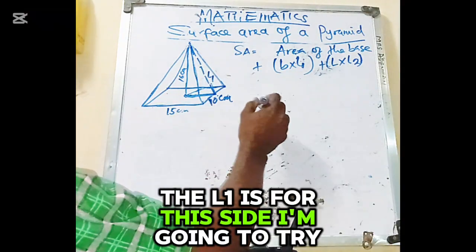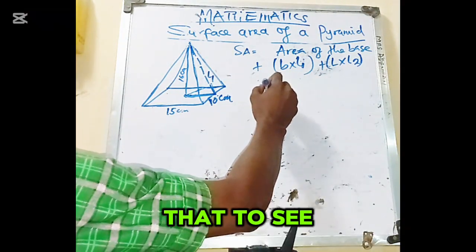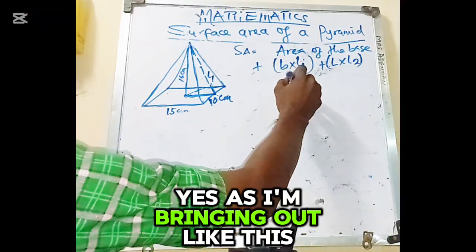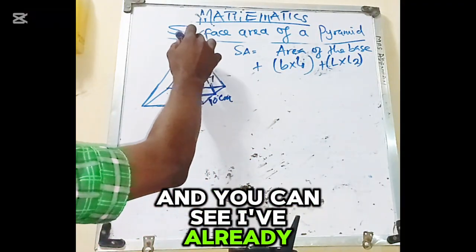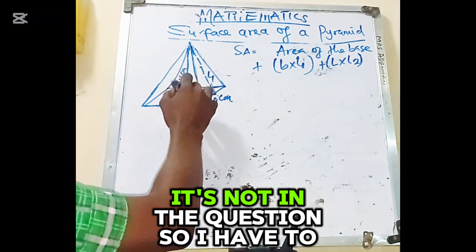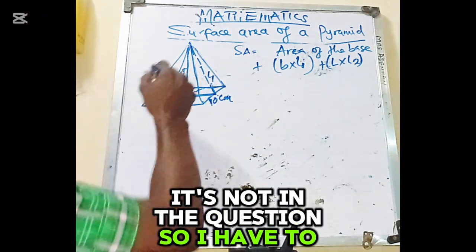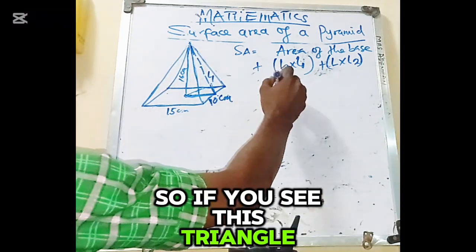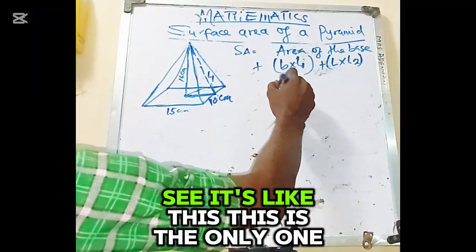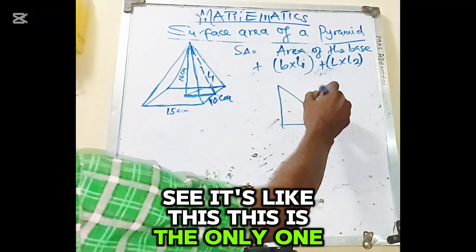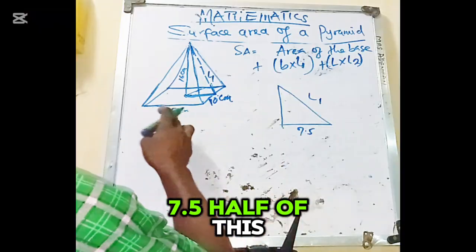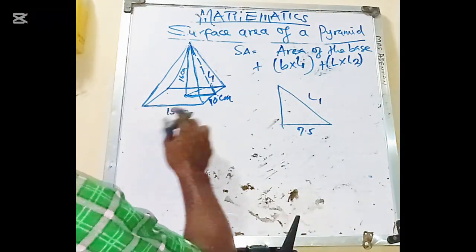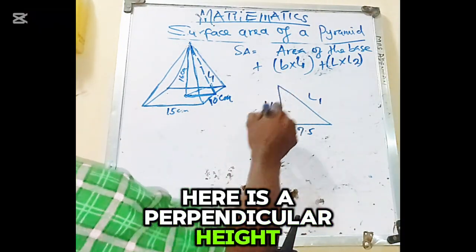The L1 is for this side. As soon as I'm bringing out this line here, and you can see I did this myself, it's not in the question, so I have to bring this out. If you see this triangle coming out, this is the L1. And then the half here is what? 7.5, half of this. And then the height here is the perpendicular.